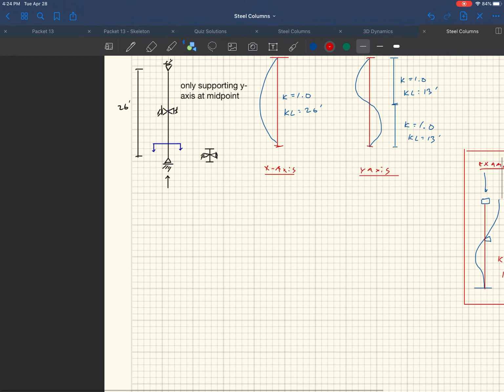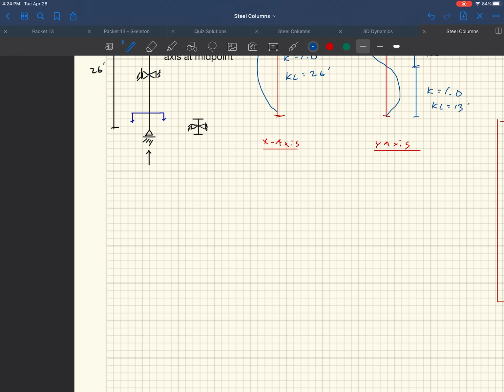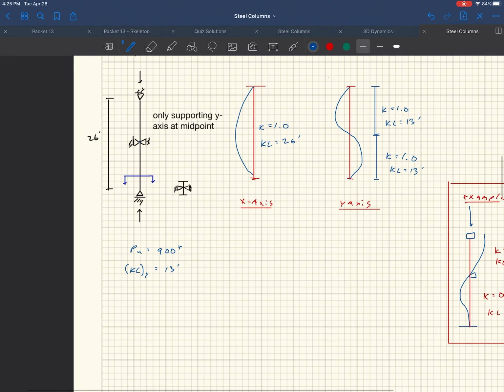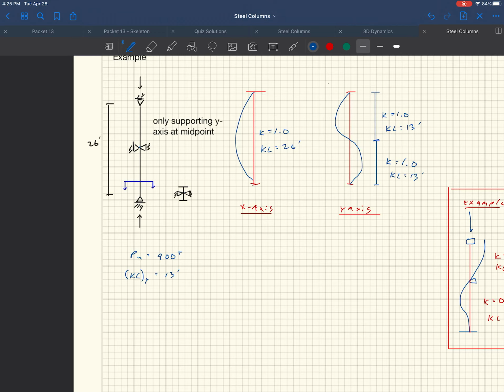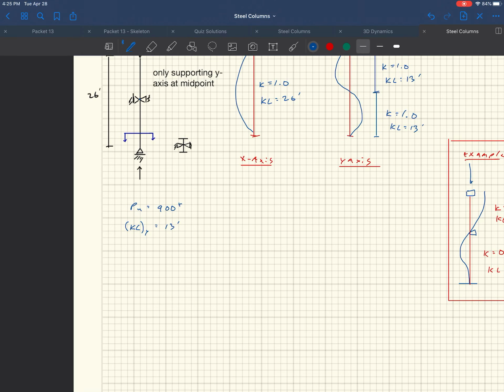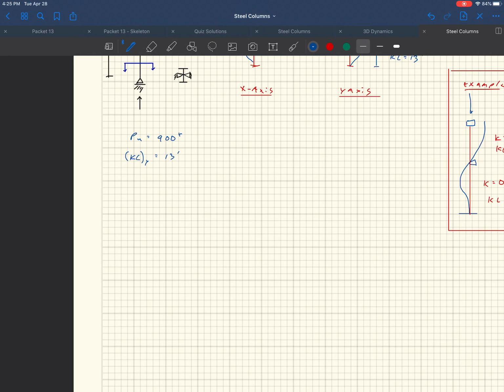So we enter these tables. Pretty easy. You don't have to write much to do these problems. You say PU is equal to 900 kips, and my KLY, you have to start out with Y because I need an RX over RY. So we say KLY is equal to 13 feet. I can't do the KLX yet because I need to do the KLY equivalent. I have to come up with a KLY equivalent, but you have to start with the weak axis because I need to figure out what RX over RY is for the type of members we're dealing with.